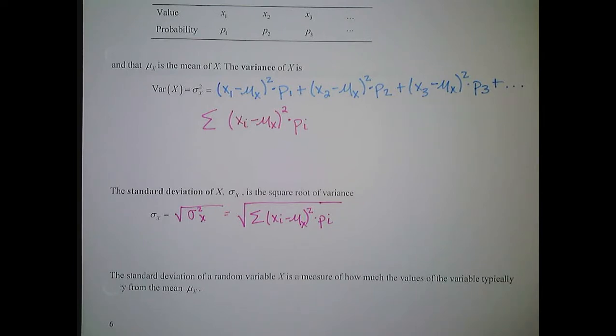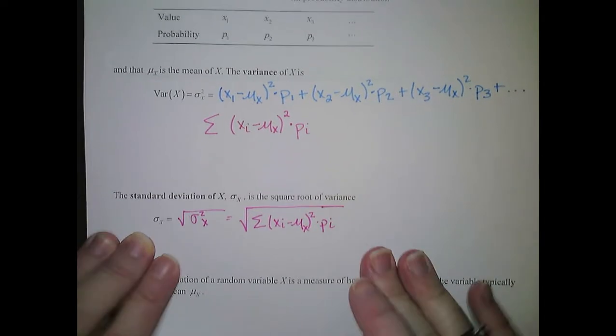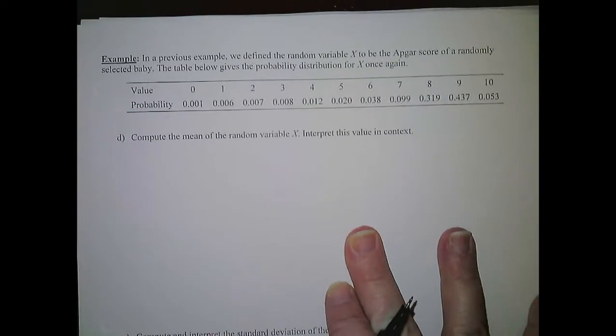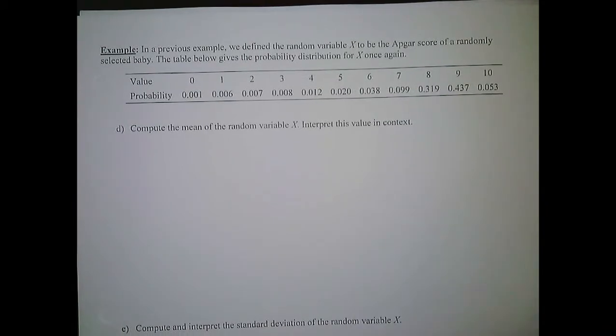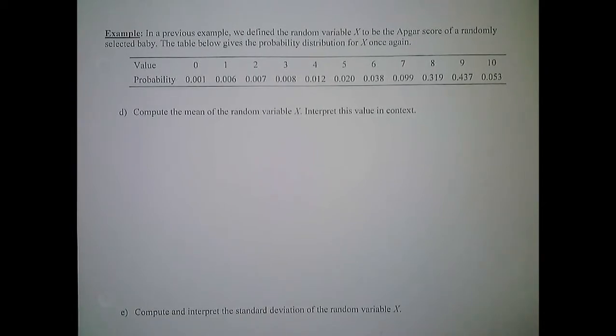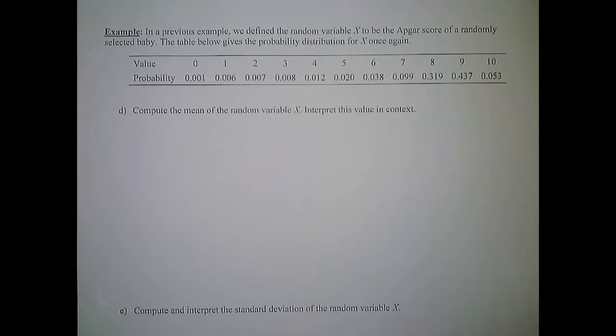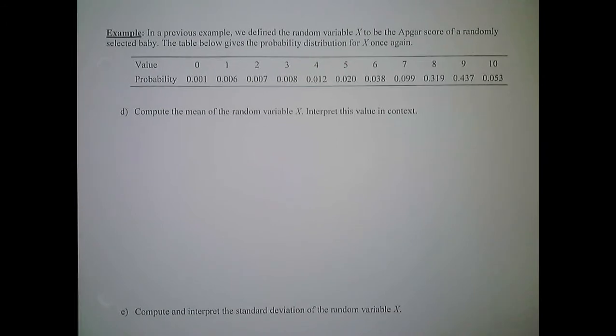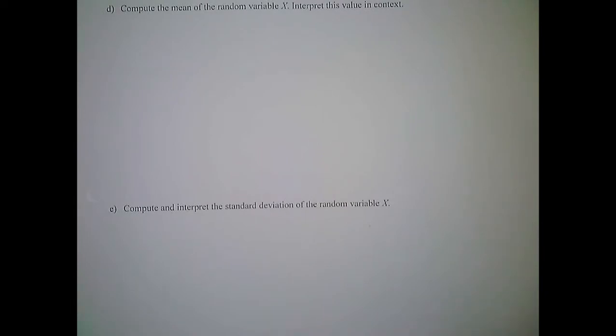So let's see if we can take this and apply it to another example. We're going to go back to our APGAR scores from the previous lesson. Before, we defined the random variable x to be the APGAR score of a randomly selected baby, and the table below gives the probability distribution for x once again. This is the same probability distribution we were working with yesterday. We're going to compute the mean of the random variable x and interpret its value in context, and then we're going to use that mean to compute and interpret the standard deviation of the random variable.